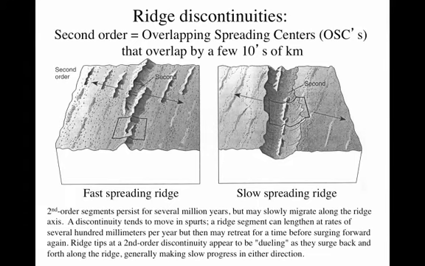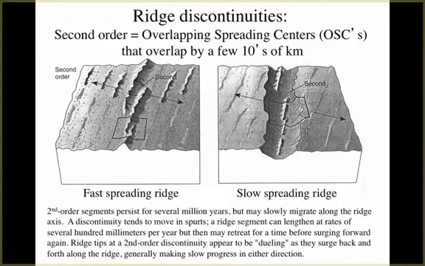Second order discontinuities would be those overlapping spreading centers, and these might overlap by a few tens of kilometers. These second order segments can persist for several million years, but they can migrate along the ridge axis, and they tend to move in spurts. So a ridge segment can lengthen at rates of several hundred millimeters a year, but then it might retreat for a time before it surges forward again.